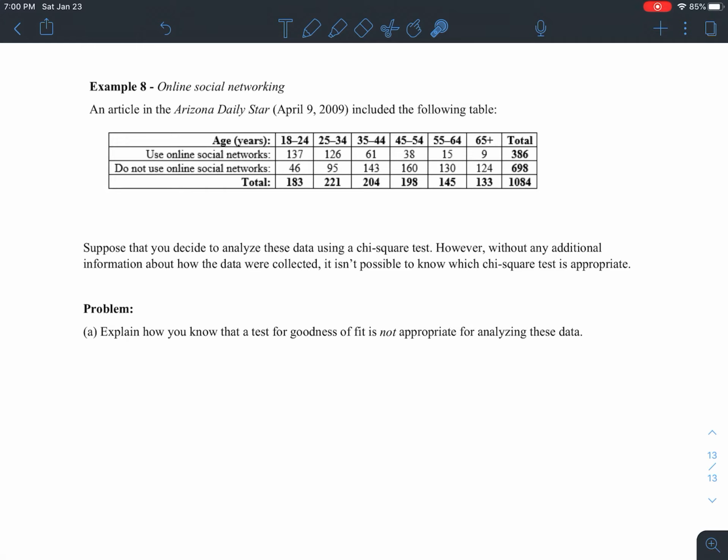Suppose that you decide to analyze this data using some type of chi-square test. However, without any additional information about how the data was collected, it really isn't possible to know which chi-square test is appropriate. So it says here, explain though how you would know that a test for goodness of fit is certainly not appropriate for analyzing this set of data. Okay? Now the chi-square goodness of fit test is only when you are comparing one categorical variable in one population.